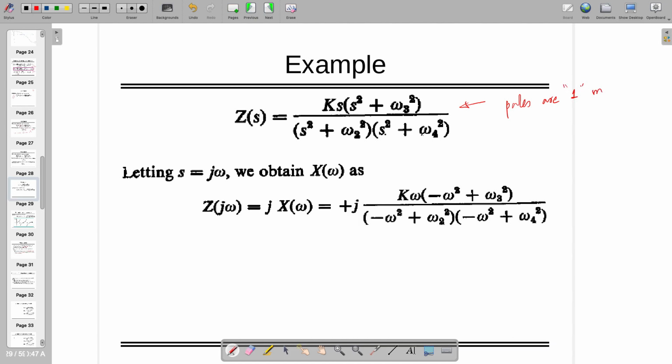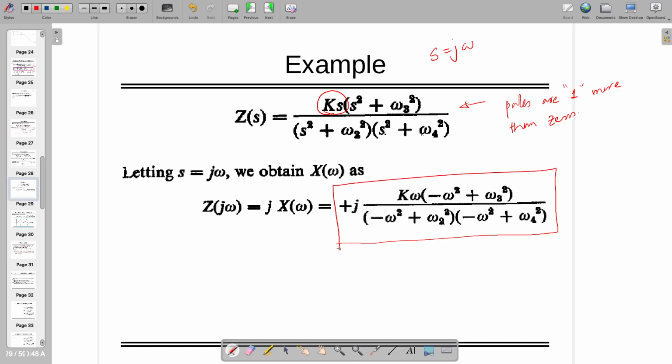One more than zeros, right? However, you have 0 at origin, by the way. And you can write this as j k omega, replacing the Laplace operator by j omega, and you can have this equation.